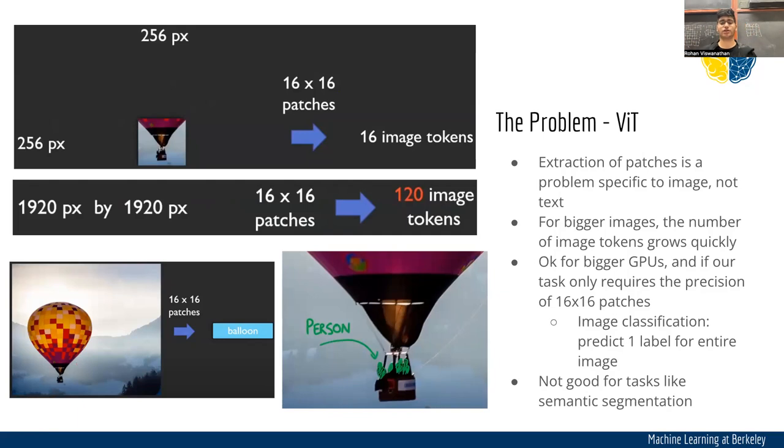So for image classification, we want to predict one label for the entire image. So you want to take in this image on the left and say, oh, this is a balloon, right? If this is our image, we're trying to say, okay, the subject of this image is a balloon.